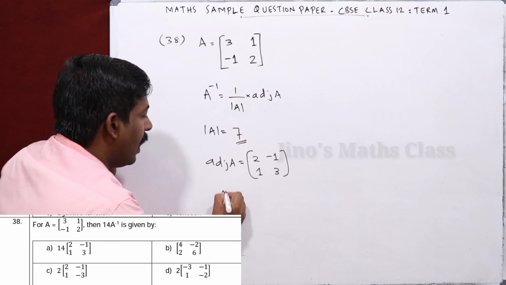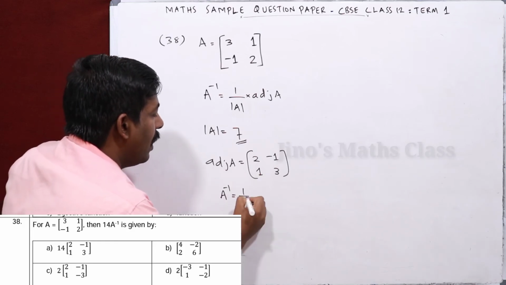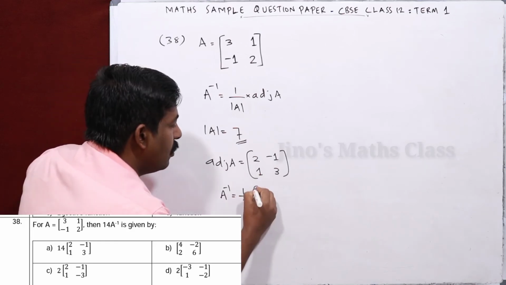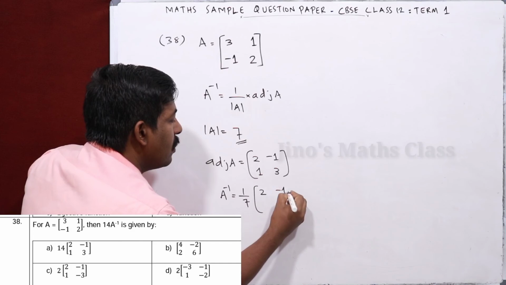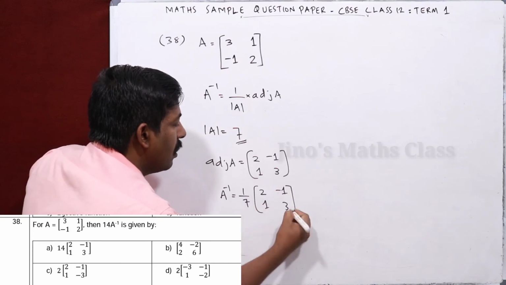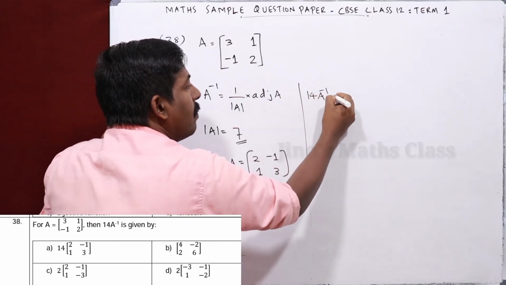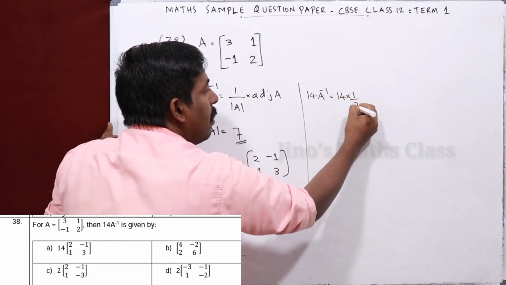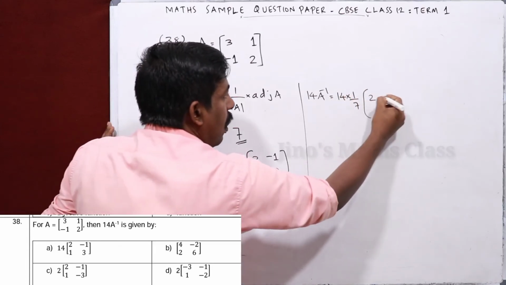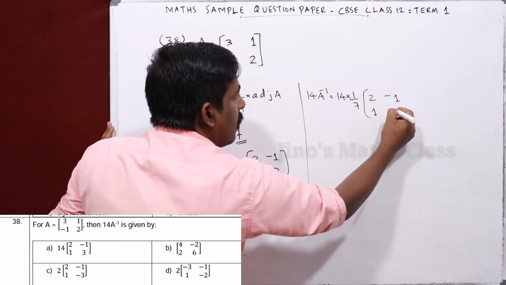Now we can write A inverse, that is 1 by determinant A. That means 1 by 7 into matrix [2 -1; 1 3]. Now we can find the value of 14 times A inverse, that means 14 into 1 by 7 of matrix [2 -1; 1 3].